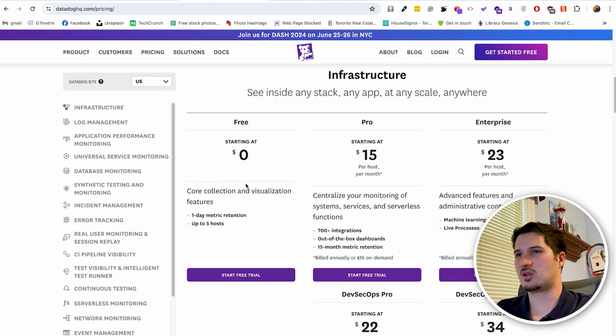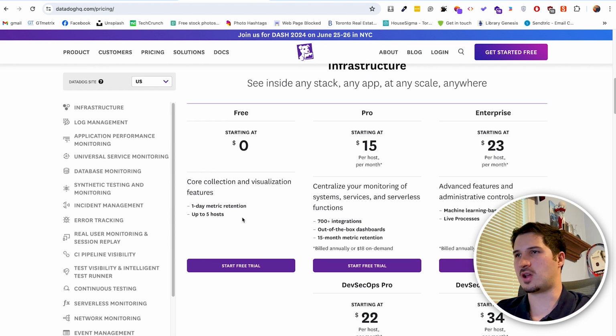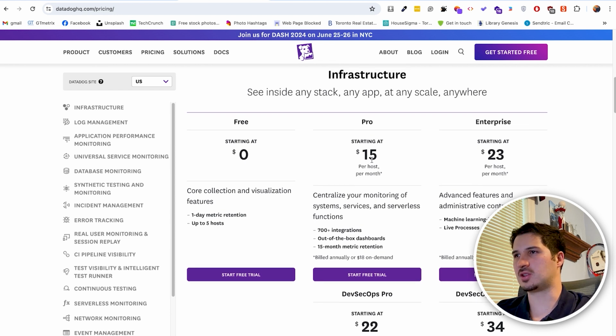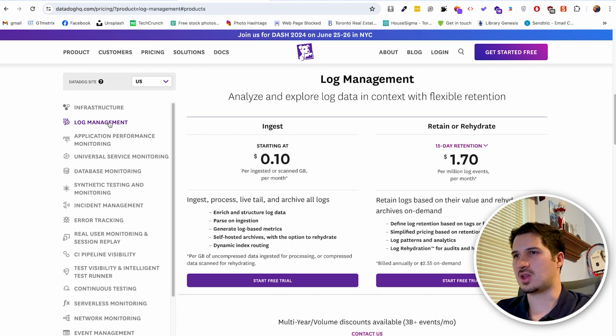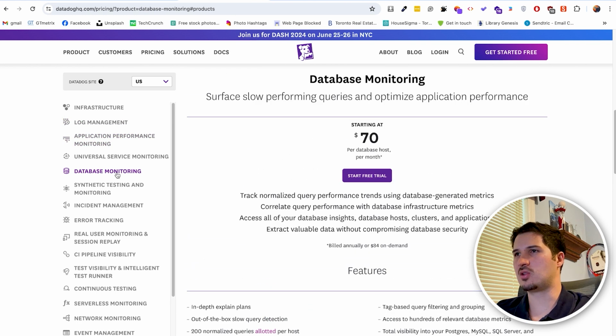So it starts at 0, up to 1 month retention, up to 5 hosts, starting at $15, $23. Okay, log management per ingested scanned GB. So they're charging per gigabyte. That's good. Per host per month. Okay, so the pricing seems very reasonable.